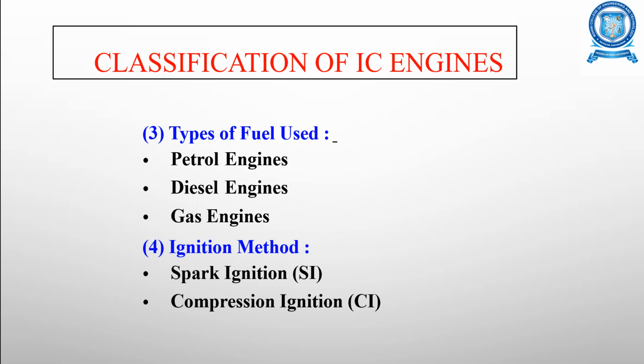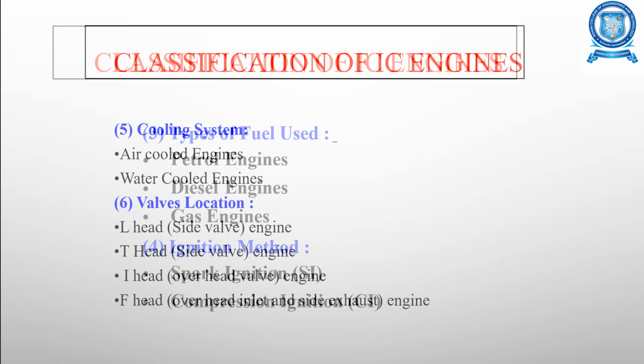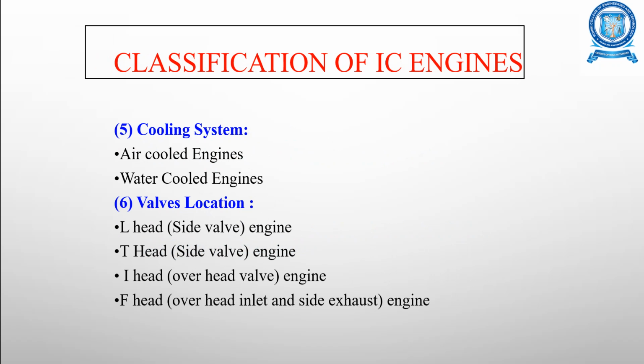And the fourth is ignition method. So when you use a spark ignition, it is called spark ignition engine. And when the ignition is due to compression of air, you call it as compression ignition engine. And based on the cooling system, it is air-cooled engines, and if it is cooled by water, as in two-wheeler, you will call it as water-cooled engines. And based on the valve's location, you call it as L-head engine, T-head engine, I-head engine, F-head engine.